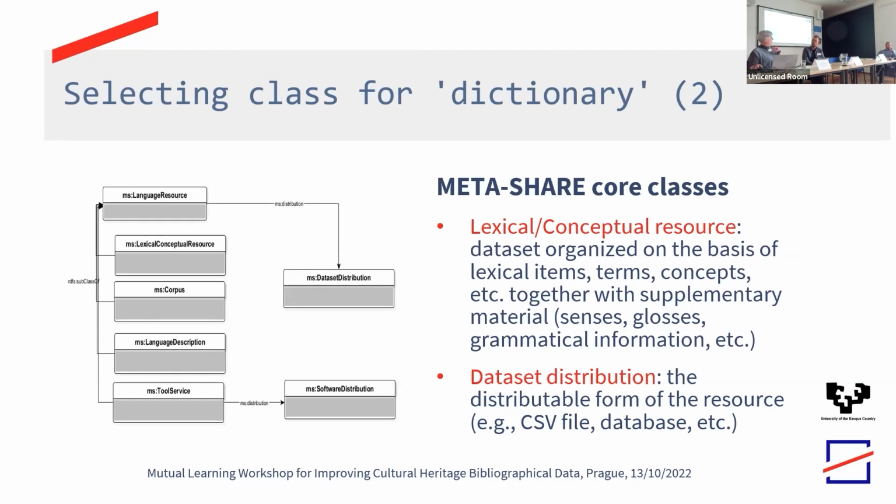There's an error in this image. The dataset distribution should be linked to the 3 subclasses: lexical conceptual resource, corpus, and language descriptions, which are actually data resources. The distribution comes from the DCAT vocabulary, and it's any distributable form of the resource. It can be a CSV file, it can be a database file, it can be a TXT or a PDF.